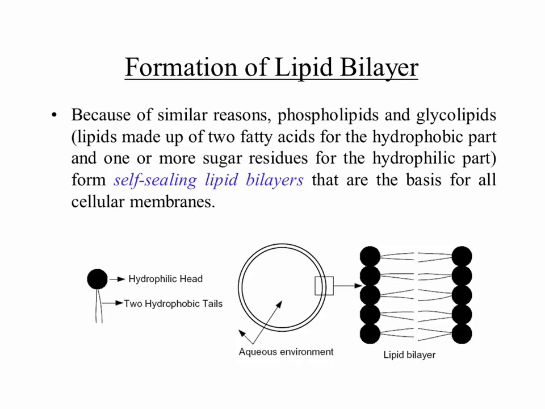Because of similar reasons, phospholipids and glycolipids, the lipids that are made up of 2 fatty acids for the hydrophobic part and 1 or more sugar residues for the hydrophilic part, form these self-sealing lipid bilayers, which are the basis of all cell membranes. And I showed that to you last time, even without covering all this stuff in detail. And I said that we are going to make the connections later. So this is the lipid bilayer.